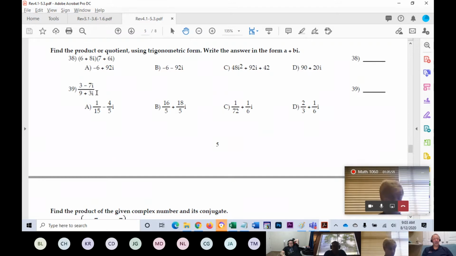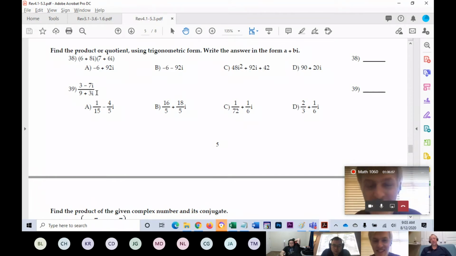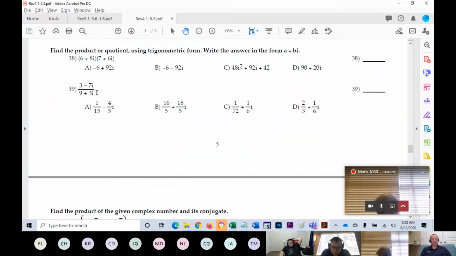We can do it. Do you want to do it? It's up to you. No, I'm good. That seems silly, to change it to trig and then back. It just makes sense to do it in the one form. Okay. All right, what else you got?